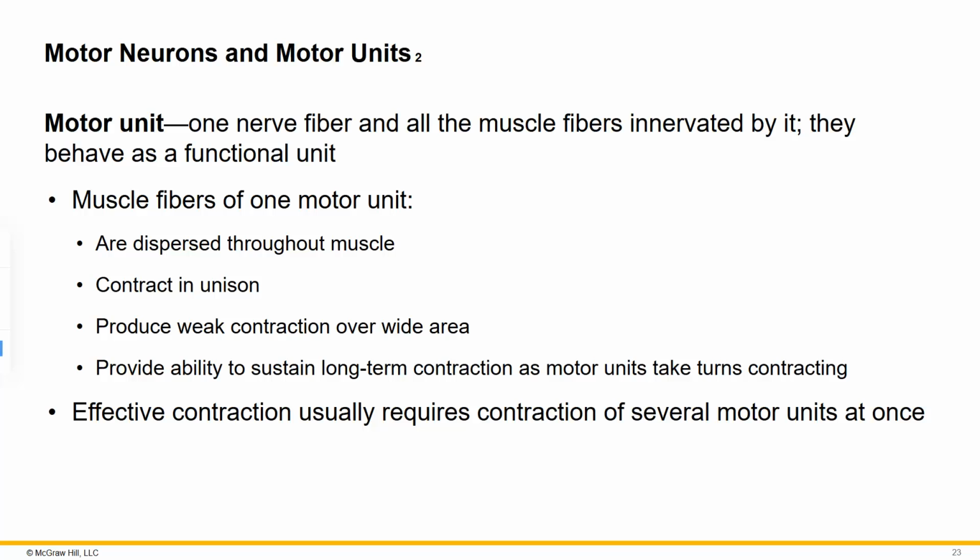A motor unit is one nerve fiber and all the muscle fibers innervated by it. They behave as a functional unit. Muscle fibers of one motor unit are dispersed throughout the muscle, contract in unison, produce weak contraction over a wide area, and provide the ability to sustain long-term contraction as motor units take turns contracting. Effective contraction usually requires contraction of several motor units at once.